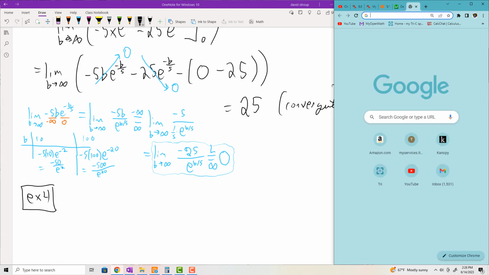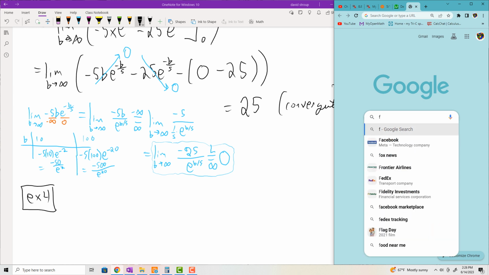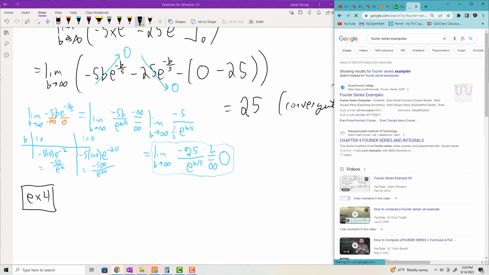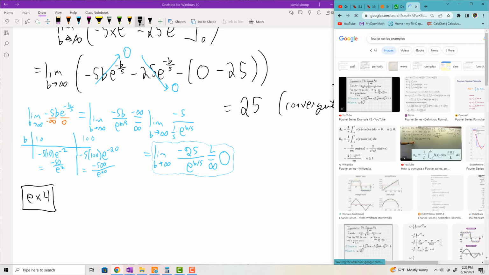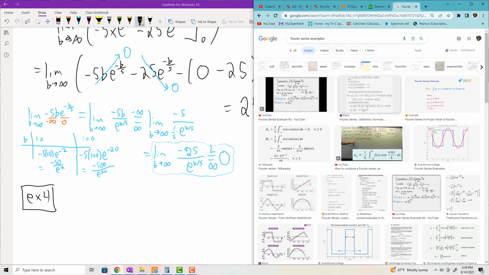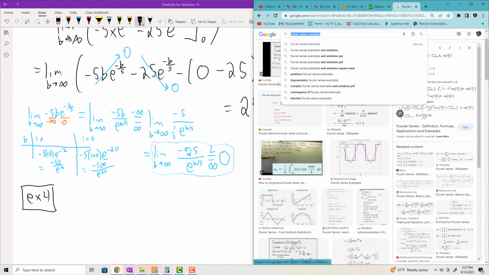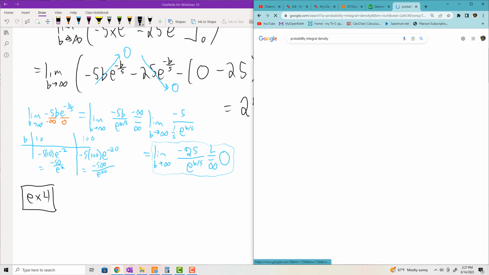Let's look at Fourier series. Maybe we'll have an example. No, I think those are always negative pi to pi. Well, you could see, no, they're always like negative L to L. But they do come up in probability. So, probability integral density, maybe.